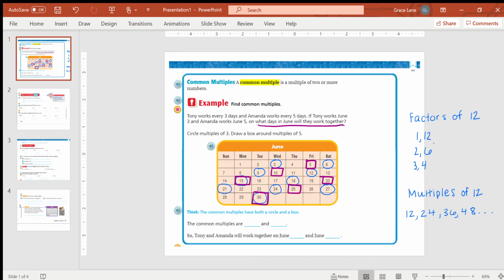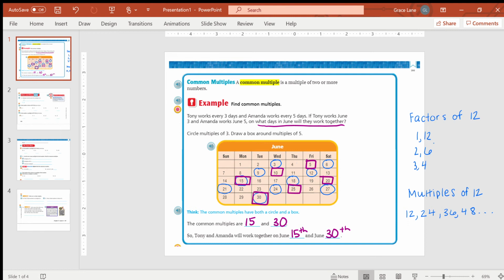And so the question says, what days in June will they work together? So you're looking for the multiples that they have in common, that are the same, so that have the circle and the box around them. There are 2, it looks like the 15th and the 30th. So Tony and Amanda will work together on June 15 and June 30th. All right, so that is how you find a common multiple.